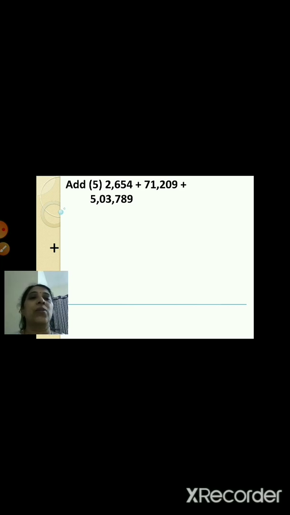First set is 2,654. So 4 in the units place, 5 in the tens place, 6 in the hundreds place, 2 in the thousands place. Your next set is 71,209. So 9 in the units place, 0 in the tens place, 2 in the hundreds place, 1 in the thousands place, and 7 in the 10,000s place.